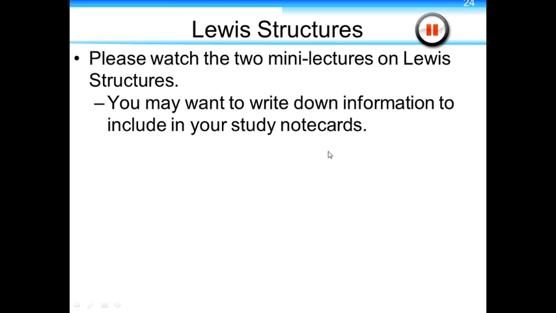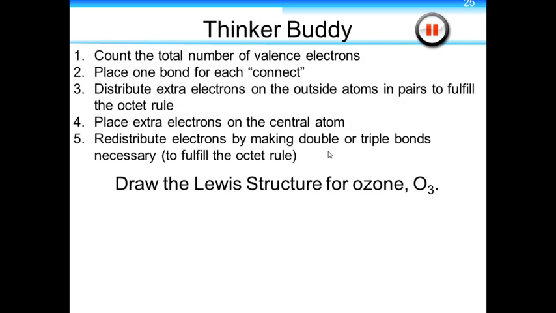So now there are 2 mini lectures on Lewis structures. You may want to write down information to include in your study note cards. Okay, so now let's do a Thinker Buddy question using the steps outlined in the Lewis structure lectures. Okay, you're back. Let's go through the solution for this problem.